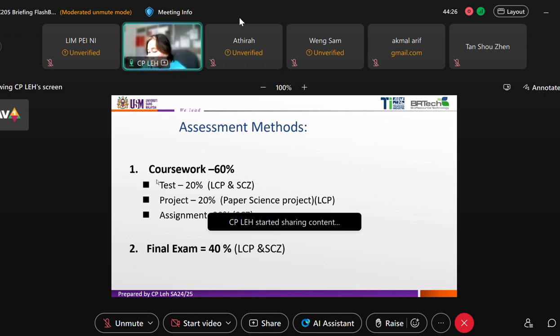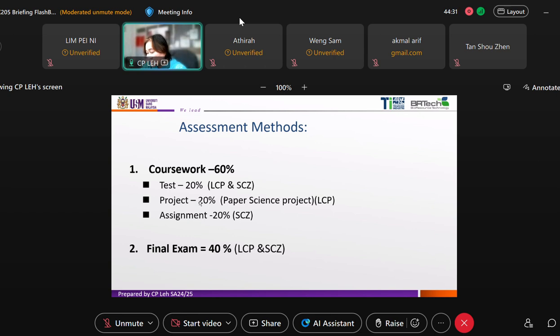Okay, again, coursework is 60%, 20% is the test shared by myself and Dr. Sazali. And also the project. The project is the paper size project that you have experienced before. You can see your seniors conducted a mini experiment for secondary school students. And the last part is the assignment, which will be given by Dr. Sazali.